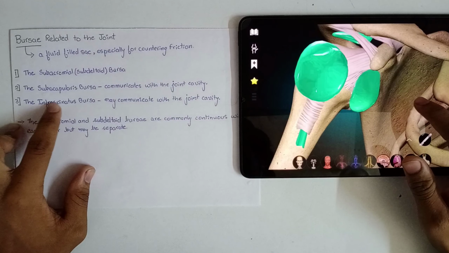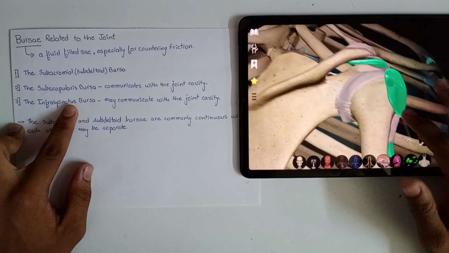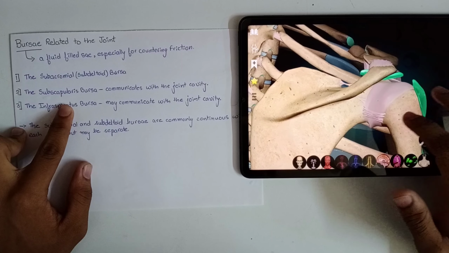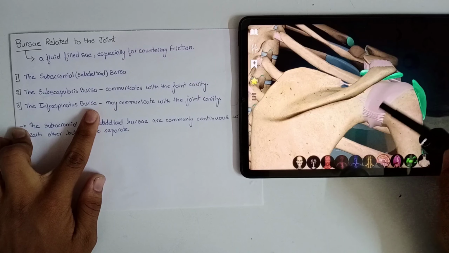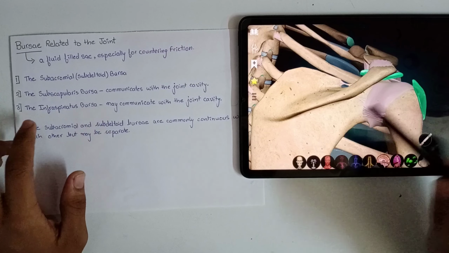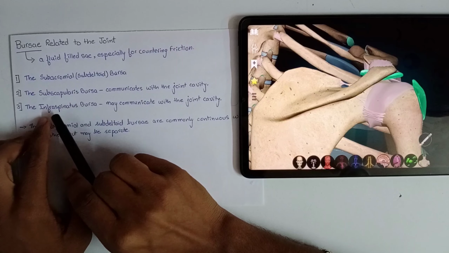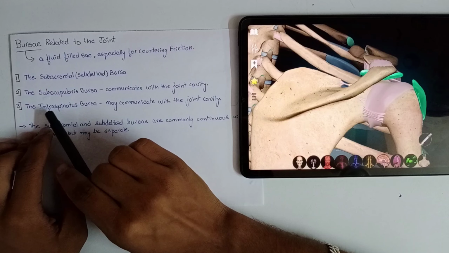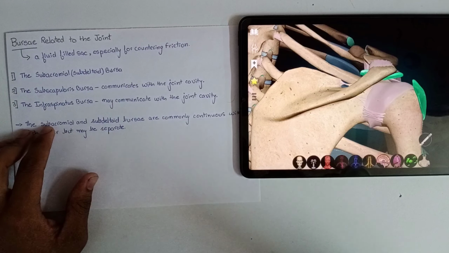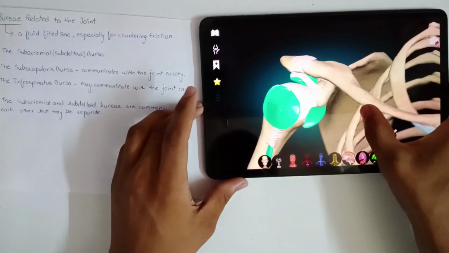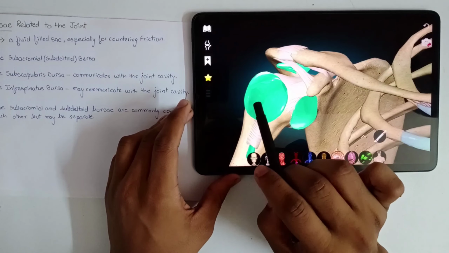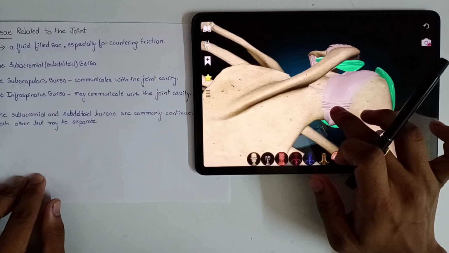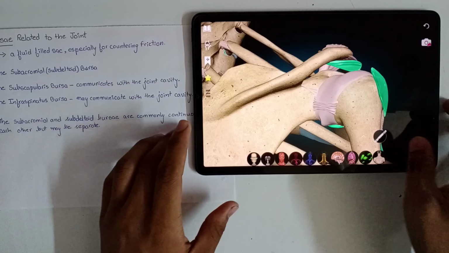And we have the third one, the infraspinatus bursa. Actually this bursa is not shown in this app. Infraspinatus bursa is present over here. As the name suggests, it is present beneath the infraspinatus muscle, and this also communicates with the joint cavity. So what are the bursas? This is subdeltoid bursa, subacromial bursa, subscapularis bursa, and the last one is present here, the infraspinatus bursa.